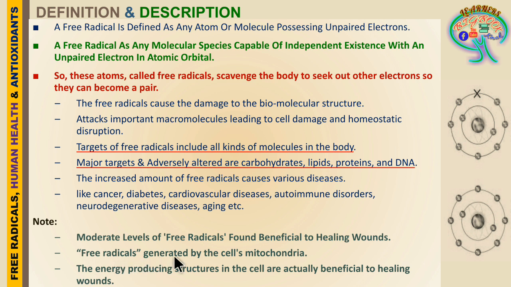So free radicals are generated by the cells, the mitochondria. The mitochondria, which is the powerhouse of the cell, is going to generate the free radicals. You know that it is going to generate the ATPs, and they are going to generate both the electrons which are required for the metabolic activities. So the energy producing structures in the cell are actually beneficial to healing wounds. Whatever the energy producing cells, they are going to benefit the healing of the wounds within the body.